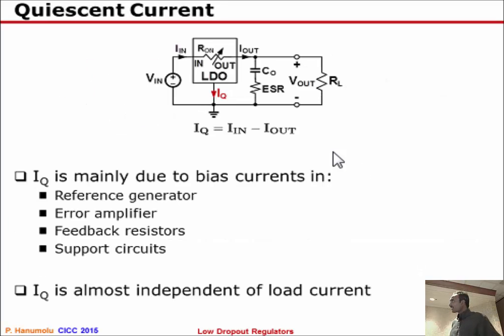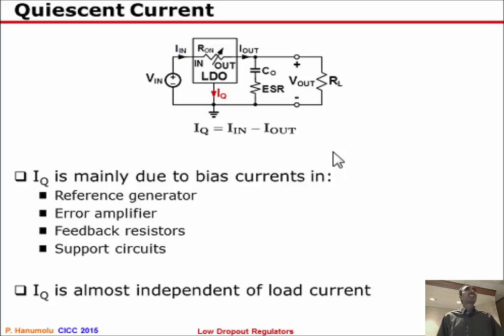Okay, so the second, probably not so important parameter is the so-called quiescent current. Again, this LDO is the big picture LDO where I'm including the reference generator, startup circuitry, error amplifier, everything. And you need some amount of bias current in order to make the feedback elements work properly. So this quiescent current is essentially the bias current consumed in all these building blocks.